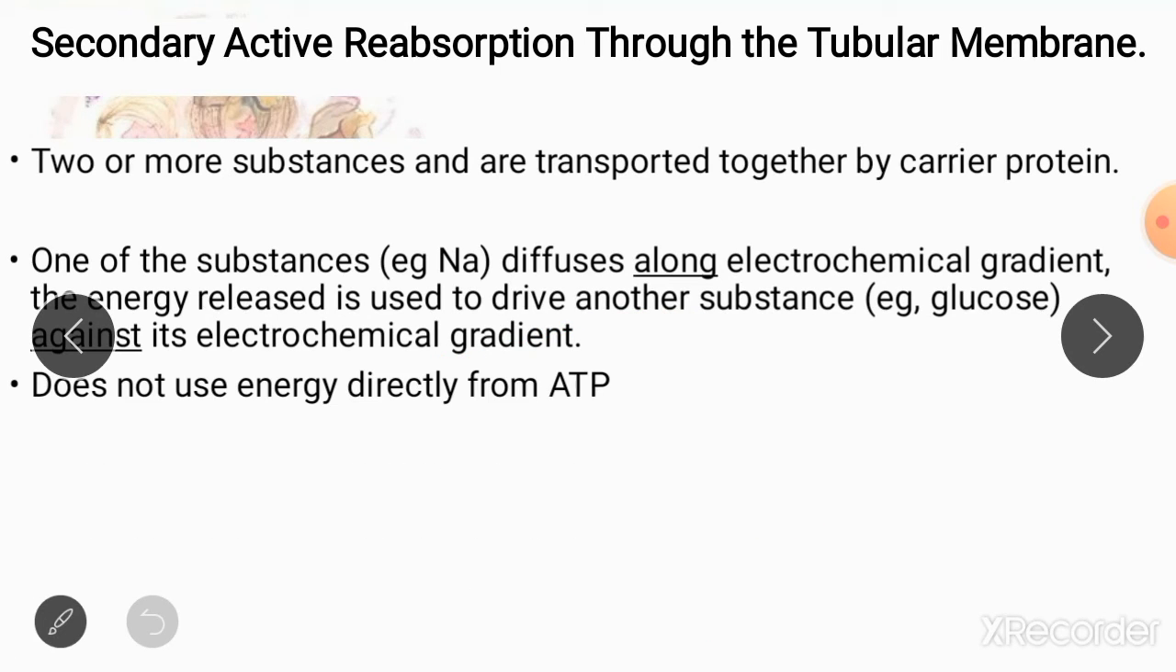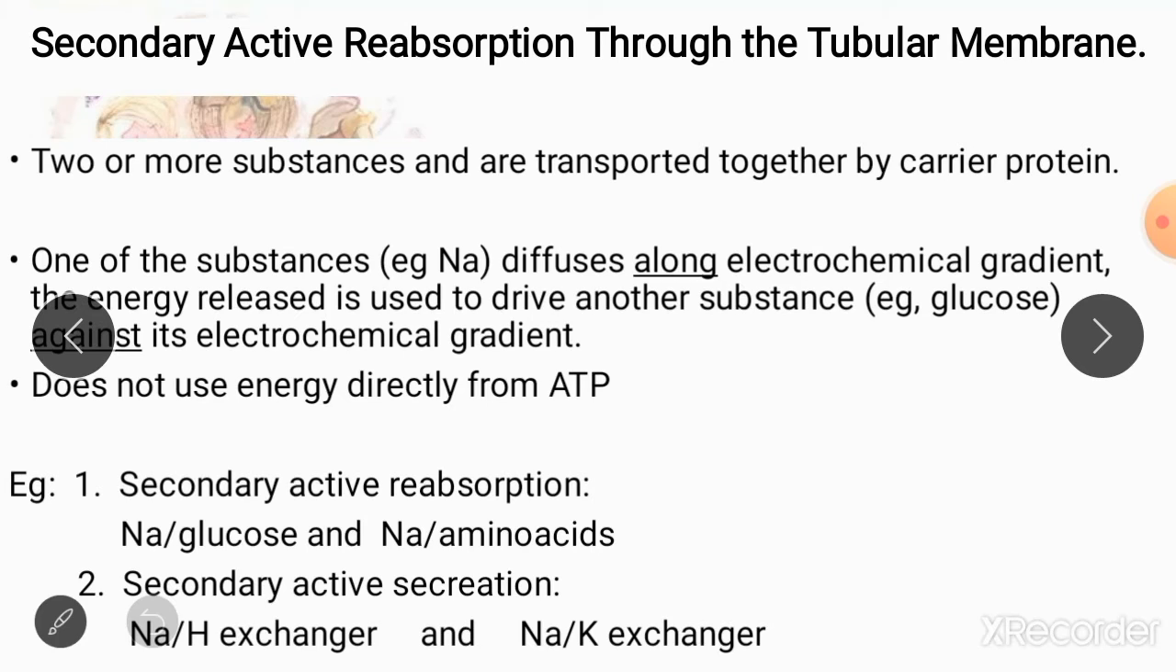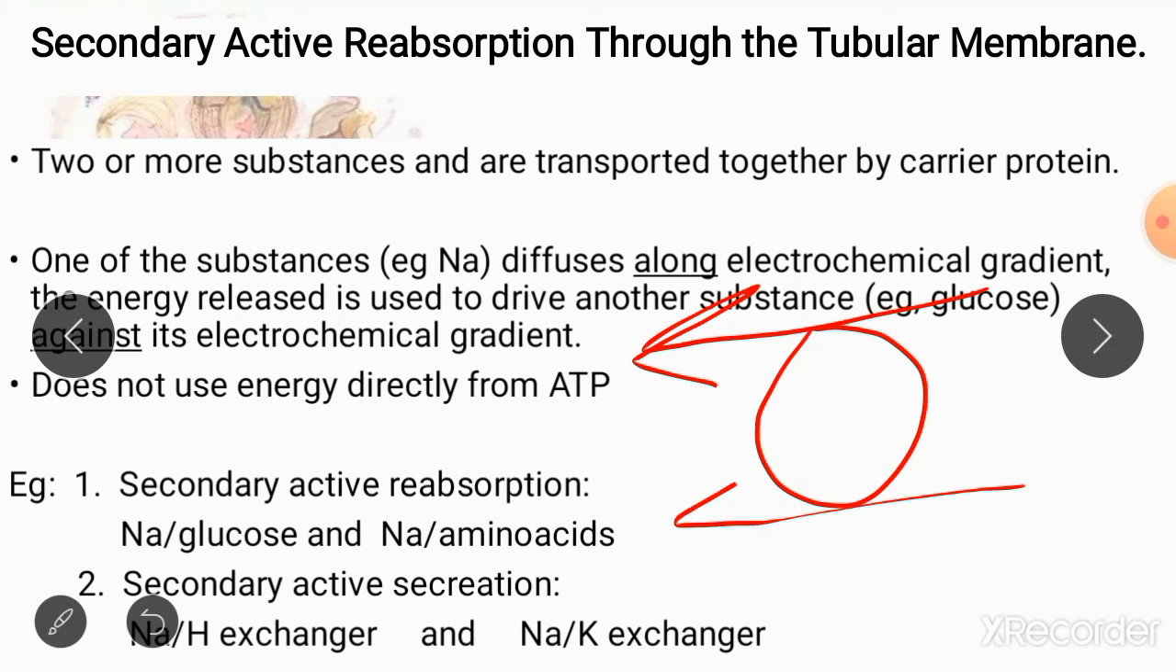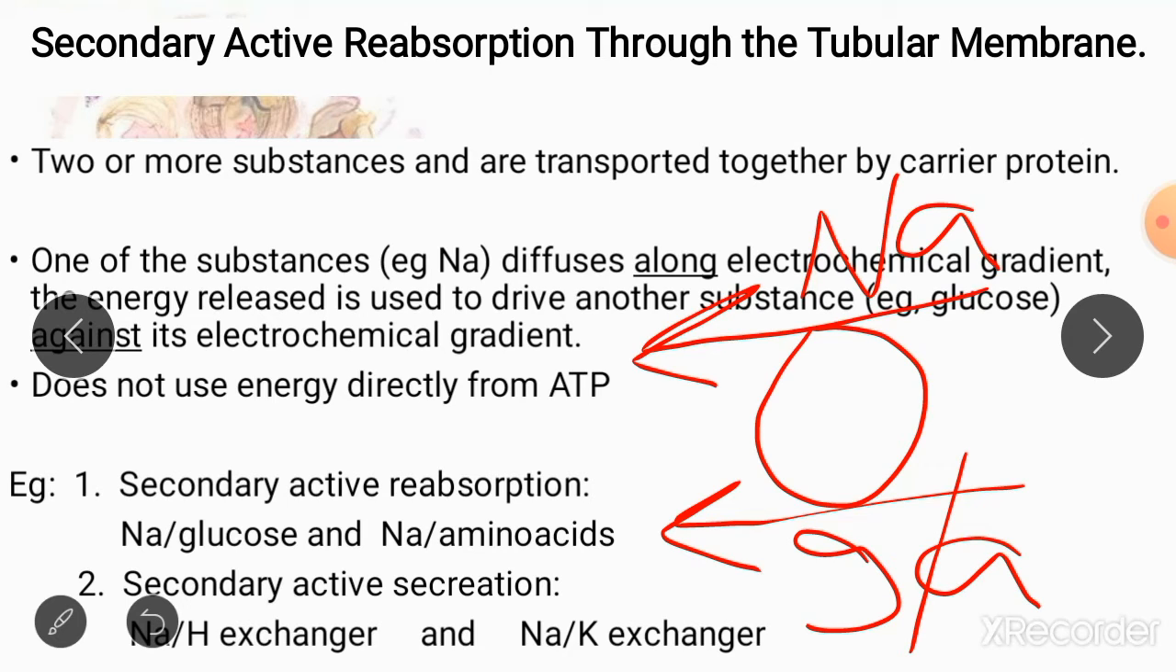And there is no direct usage of ATP. Secondary active transport can be useful in the form of reabsorption and also in the form of secretion. Now reabsorption is when both of the substances are moving into the cell, and the example is sodium taking along glucose with it, and sodium taking along amino acids with it. So sodium glucose and sodium amino acid are an example of co-transport and an example of active reabsorption.